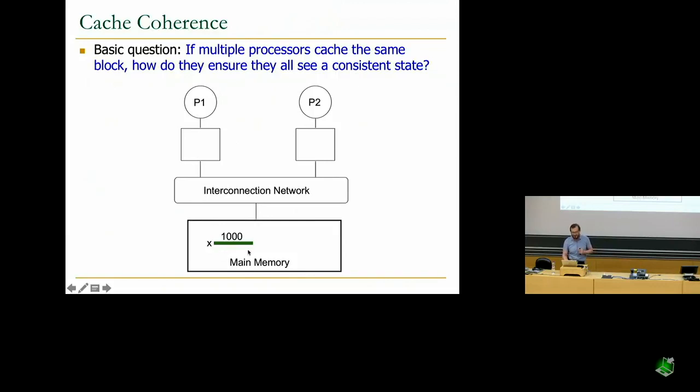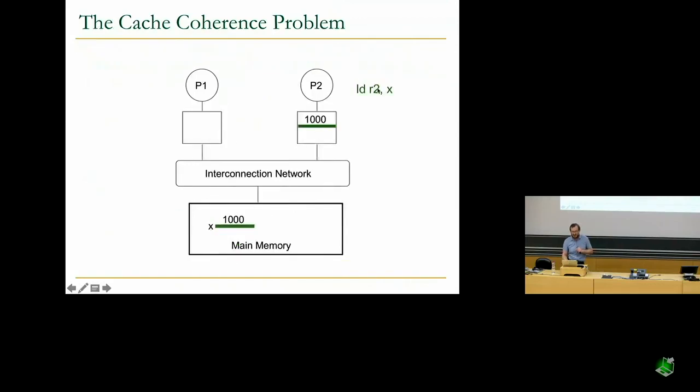So let's assume that the block looks like this, X. It has a value of 1,000. Let's assume that this processor loads that block into its cache. In the next time step, this processor also loads that block into its cache. Now you have the block cached in both caches. It could happen.